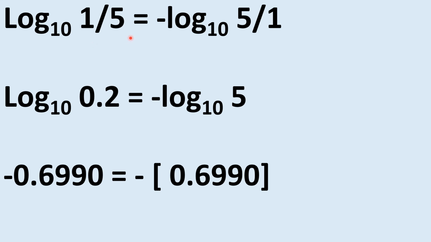Log 1 by 5 can be written as minus log 5 by 1. 1 by 5 is 0.2. The log 0.2 value is minus 0.6990 and that of log 5 value is also 0.6990, but here negative is there. So left hand side is equal to right hand side. Thus log 1 by 5 can be written as minus log 5 by 1.